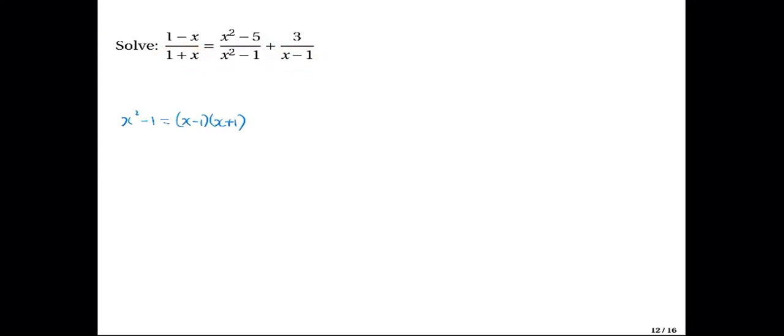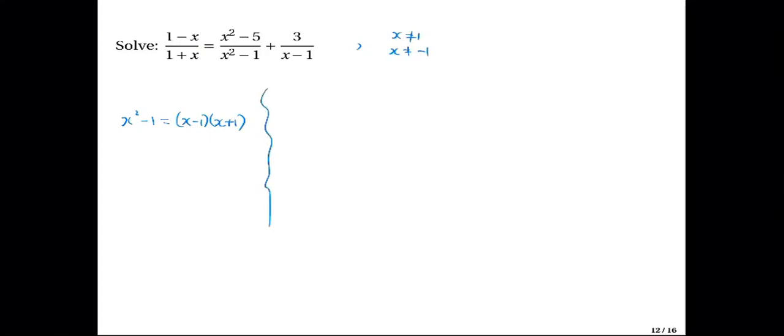Okay? So we use the LCD method. We, of course, assume here that x is not equal to 1, x is not equal to negative 1. Otherwise, the denominator will be 0. Okay?